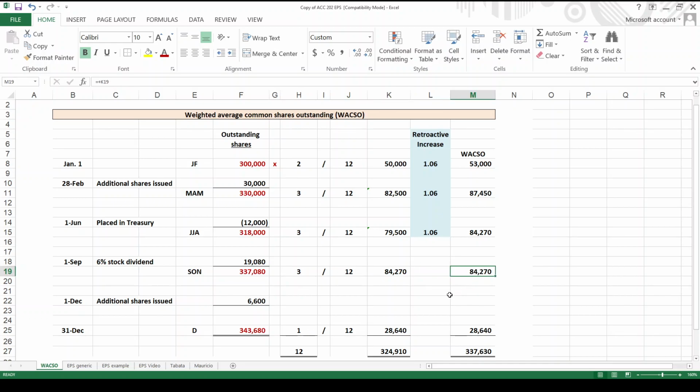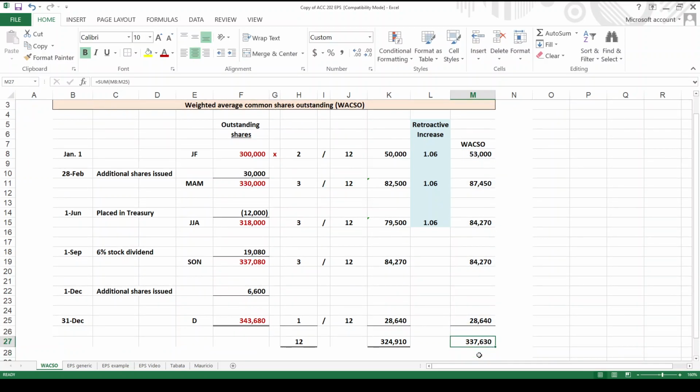It's already at 1.06. And then on December 1, we issue 6,600 shares to bring us to our final end-of-year balance in OS shares of 343,680. Well, for how many months was that out there? Only 1 month, only December. Multiply it times 1 over 12, and then add everything up. Yeah? And finally we get what? 337,630. That's your WACSO. So typically, if we have a weighted average common shares outstanding problem, you would not mix that in with an EPS problem because it would become overly complicated.